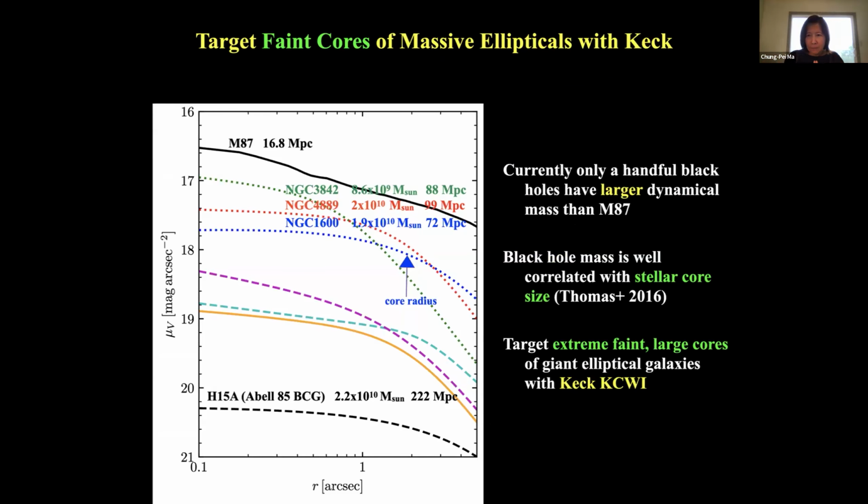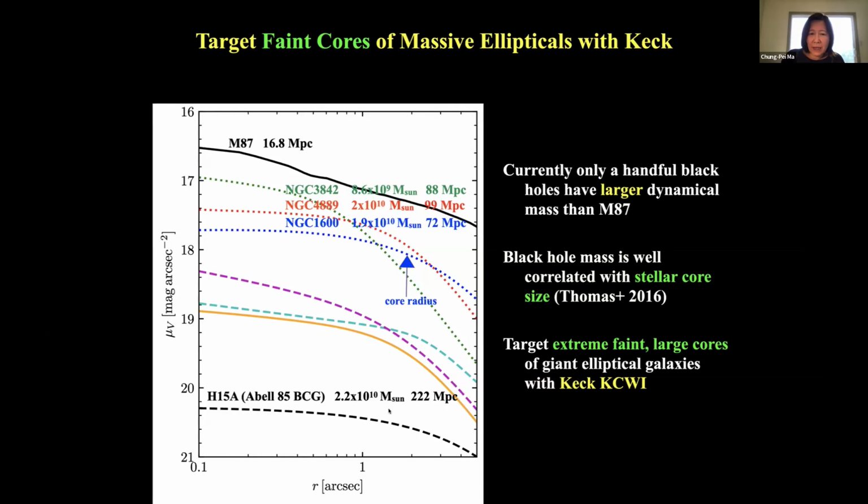So just putting in perspective, M87 has a black hole of about 6 billion solar masses. Currently only a handful of black holes in the local universe have masses larger than that, determined dynamically. Here I'm showing the surface brightness profile of M87 on top. These are all from HST imaging of the very central few arcseconds of each galaxy.